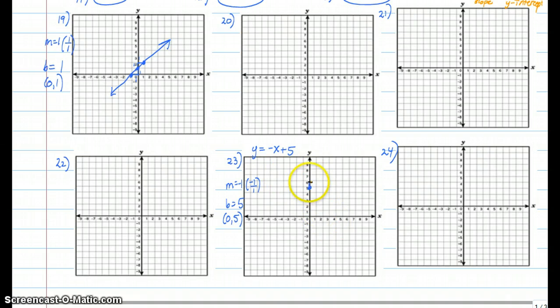So I'm going to go up 1 and back 1 to the left and plot a point. Go back to my y-intercept, go down 1, go 1 to the right, plot a point. So I'm just using rise over run, rise and run. And then I'm going to connect these points with a line. It's a continuous function. And you can see that you do have, in fact, a negatively sloping line. 24 through 28 will be like this as well.